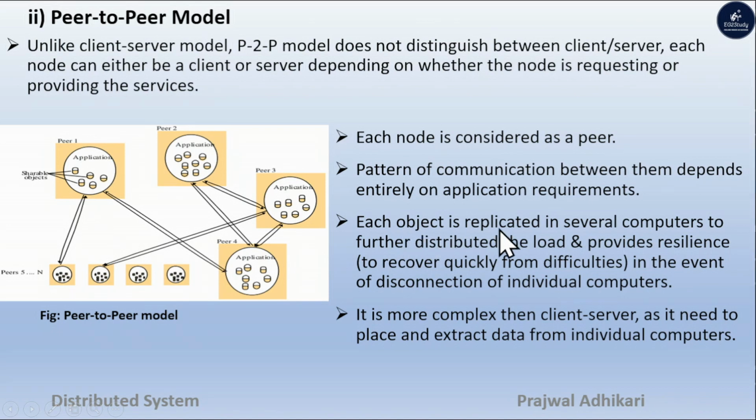Each object is replicated in several computers. These are the objects, and these objects are replicated among different peers. It is more complex than the client-server model as it needs to place and extract data from individual computers.